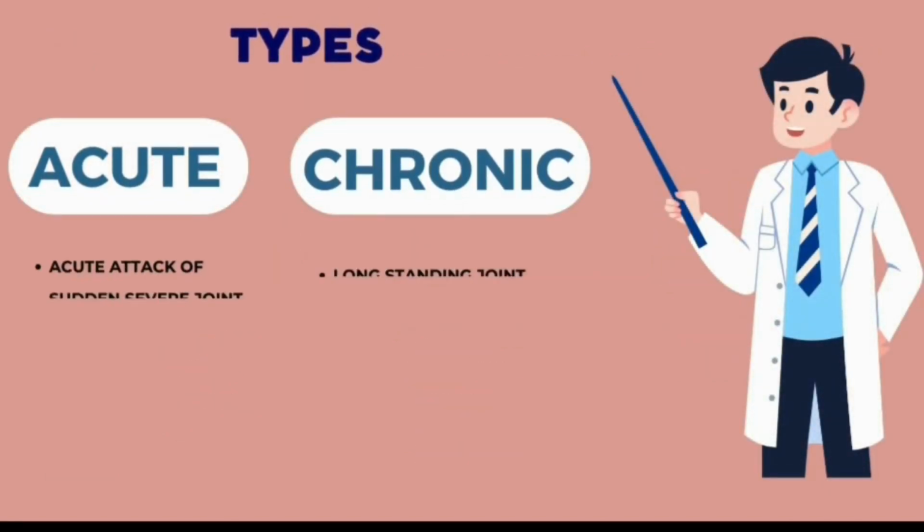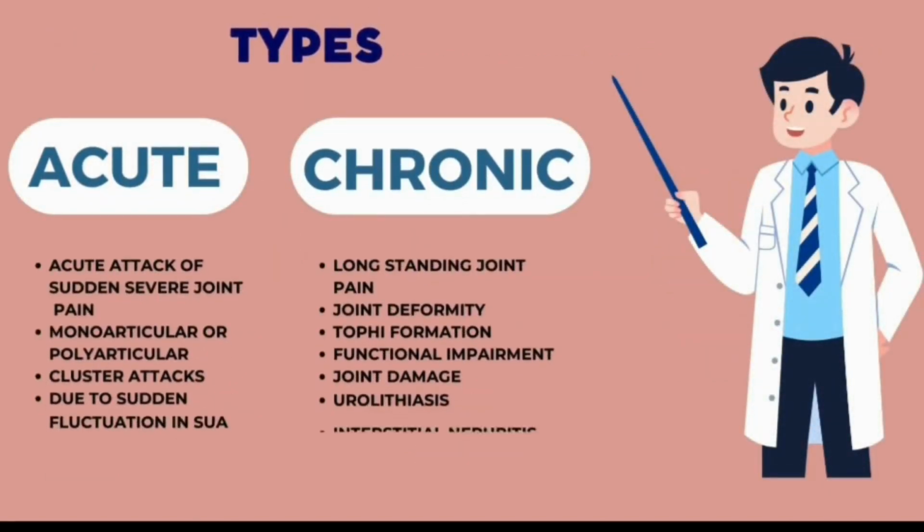Let's study the types of gout. On the basis of duration, they are classified as follows: acute and chronic. Acute gout is characterized by acute attack of sudden severe joint pain. It can be monoarticular or polyarticular, that is affecting single joint or multiple joints. Often, several attacks take place at an interval of few days. Hence, they are called cluster attacks. And the most important point, acute attack is not because of high serum uric acid. It is because of sudden fluctuation in serum uric acid.